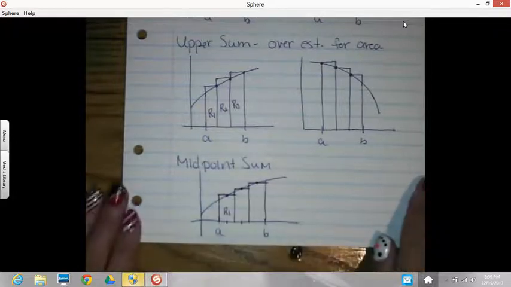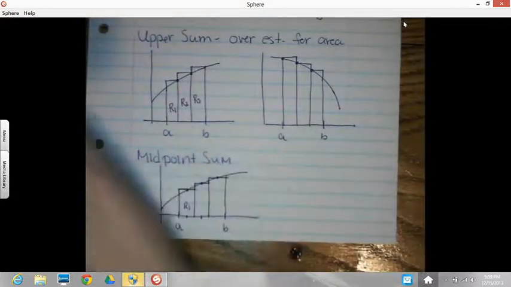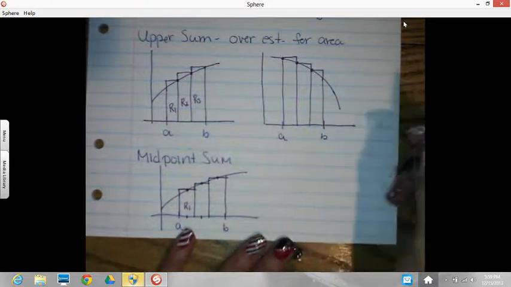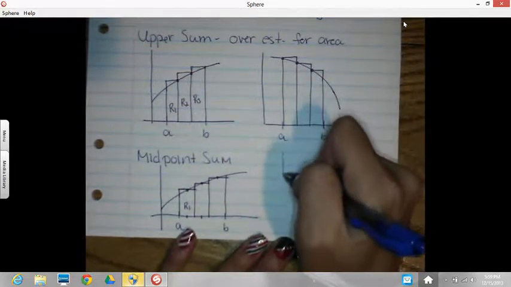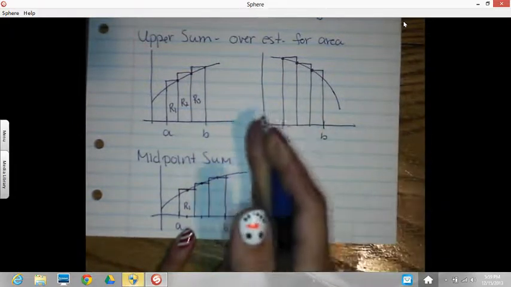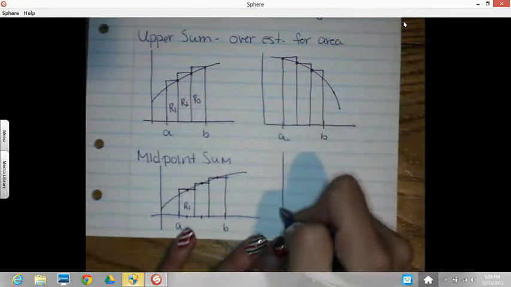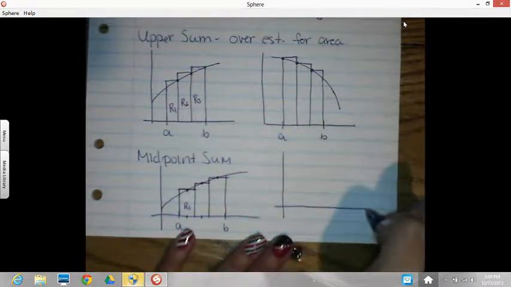Now, sometimes if it's, say, a graph that increases and decreases, like sine or cosine, it won't be a uniform left edge, left edge, left edge, or right edge, right edge, right edge. You might have to flip-flop your way through there.